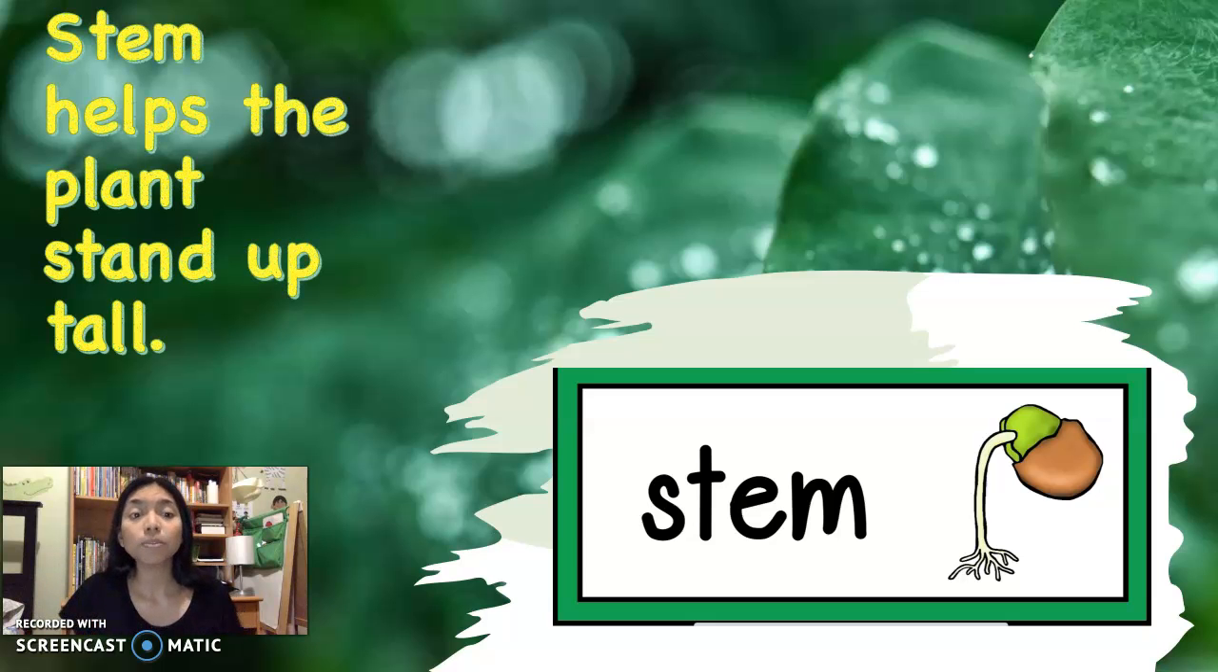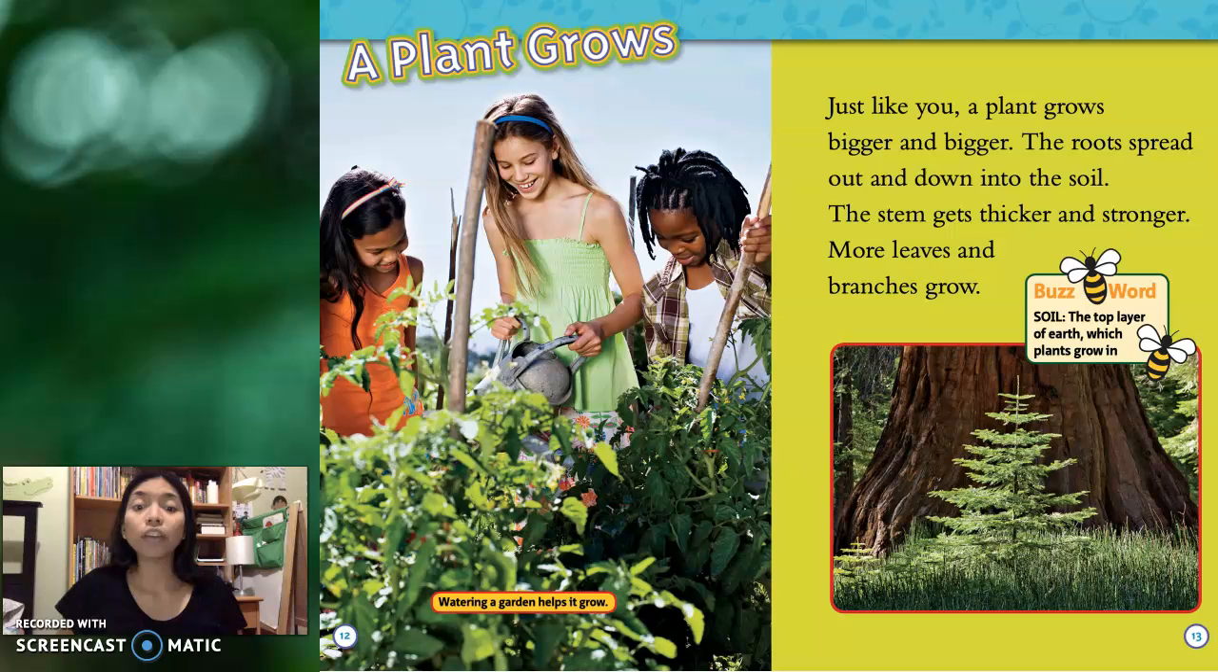Now the stem is what we're going to see above the ground. The stem helps the plant stand up tall, right? Just like our body, this is our body, and it helps us stand up tall, right? Good. A plant grows just like you. A plant grows bigger and bigger. The roots spread out and down into the soil. The stem gets thicker and stronger, and then more leaves and branches grow.